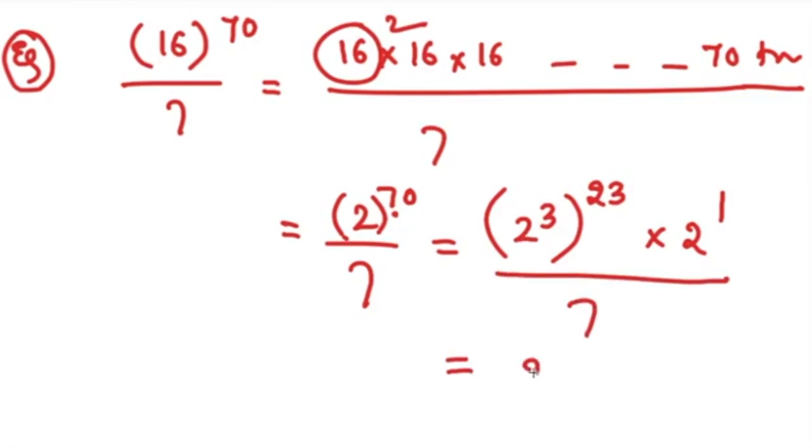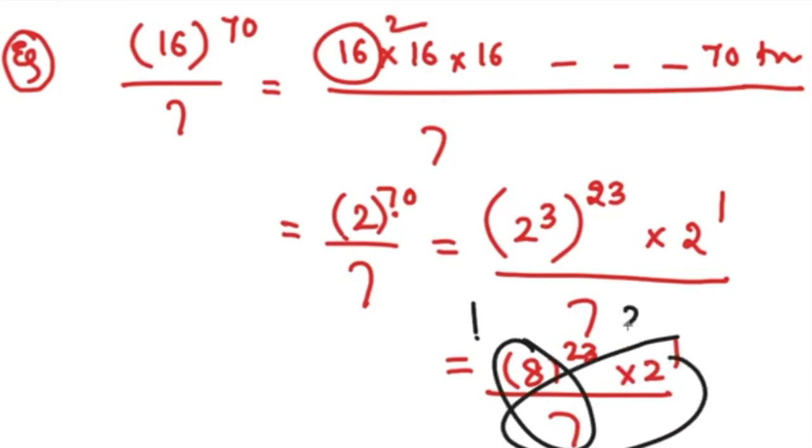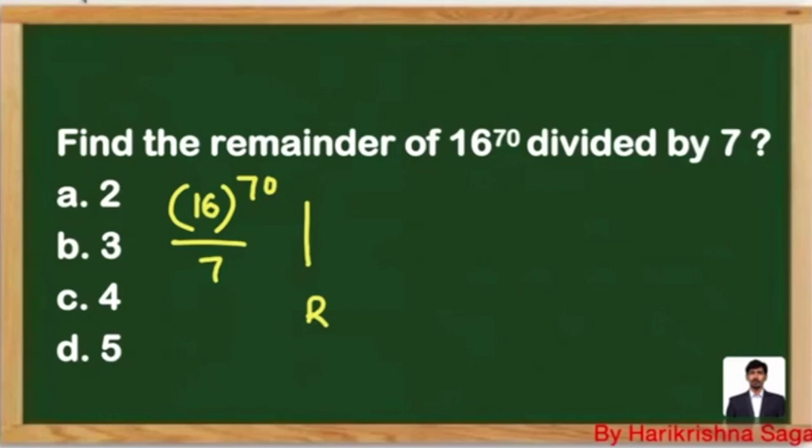8^23 into 2^1 divided by 7. Now you observe, 8/7 remainder is 1. 2/7 remainder is 2. So the remainder of 1 into 2 is 2. Directly you go and mark your answer choice, which is going to be 2, available as option A for us.